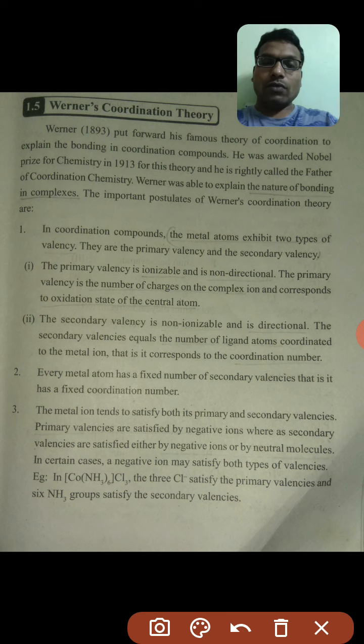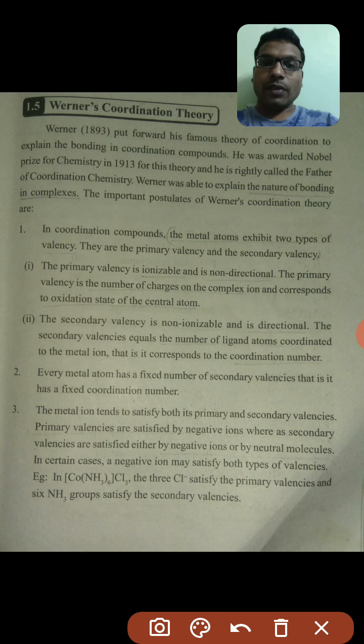He was awarded the Nobel Prize in chemistry in the year 1913. For this theory, he is rightly called the father of coordination chemistry. In this theory, Werner was able to explain the nature of bonding in the complex. So what is the nature of the bonding in the complex?